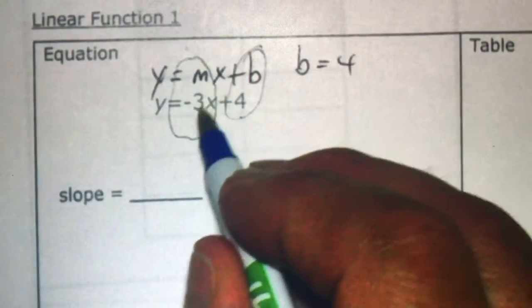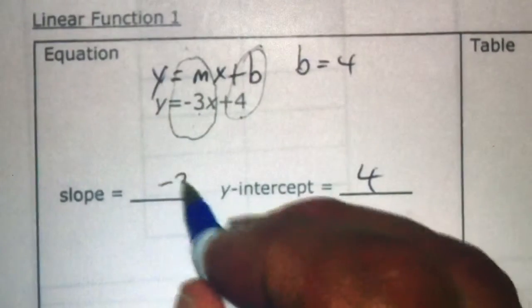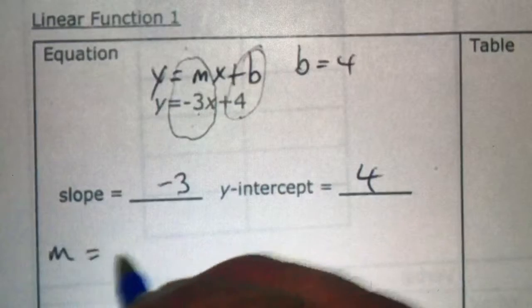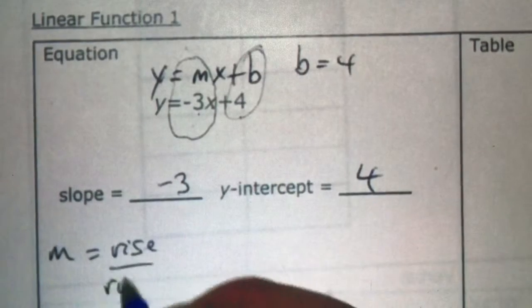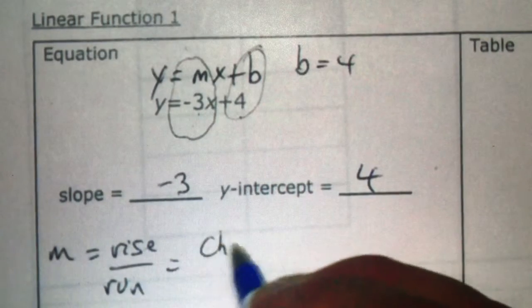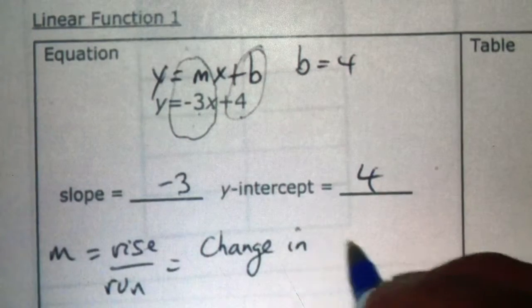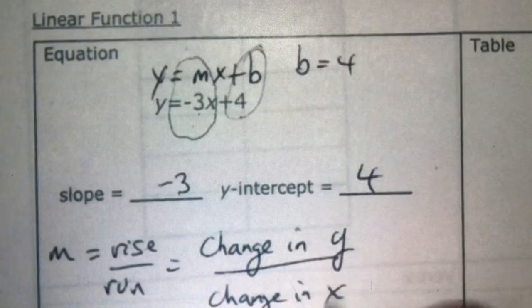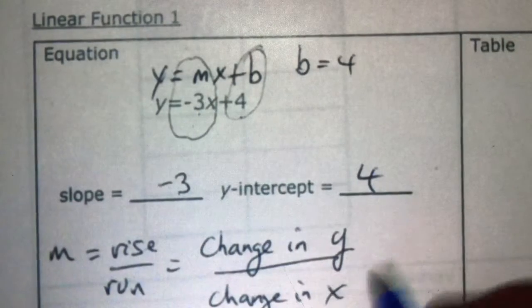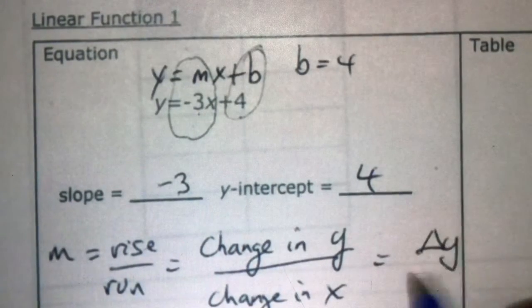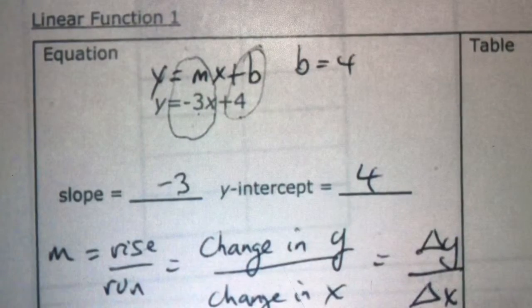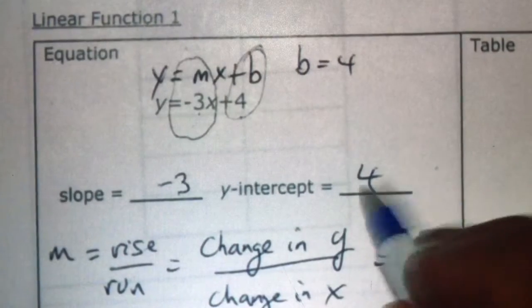So it's the number before the x. Slope is the number before the x. Slope is also known as m. It's also known as rise over run. And it's also known as the change in y over the change in x. We'll find out more about what that means in a moment. In math, it's written with a triangle, change in y, or delta y, over change in x, delta x. This y-intercept is 4.